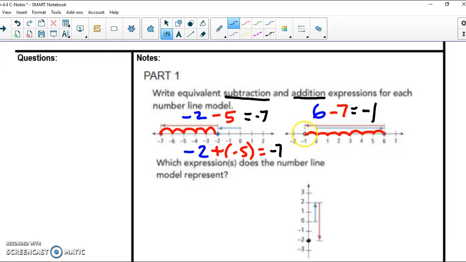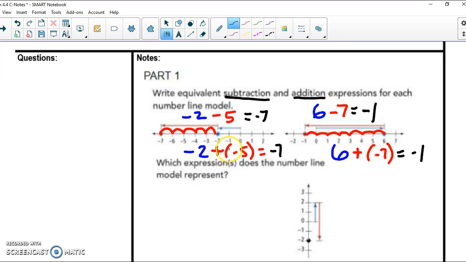Over here on our second model, I'm starting at 0 and I'm moving right 6 units. So that's a +6. But instead of saying -7, I could say that I'm adding to 6 a -7. So I could say plus -7. And I still end up at -1 at the end of that. So 2 different ways of saying the same thing.